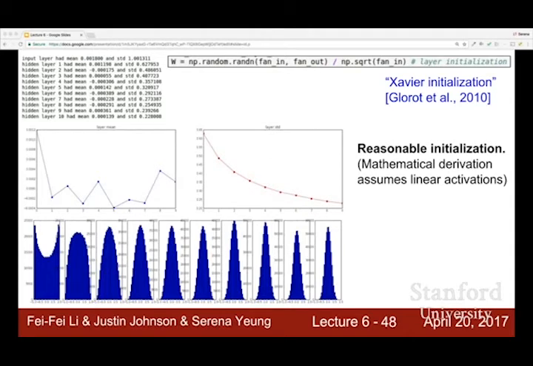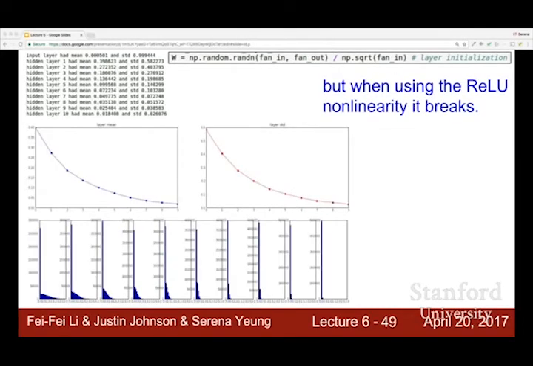Okay, and so one thing this does assume is that there are linear activations, and so it assumes that we are in the active region of a tanh, for example. And so again, you can look at the notes to really try and understand this derivation. But the problem is that this breaks when you use something like a ReLU, right?